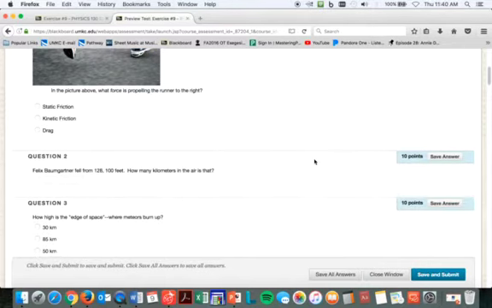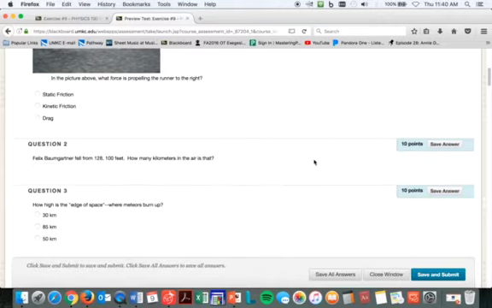Okay, Felix Baumgartner was at 828,000 feet. How many kilometers in the air is that? You can figure that out. Now, don't forget we're talking kilometers, not meters. So when you get your meters, divide by 1,000.